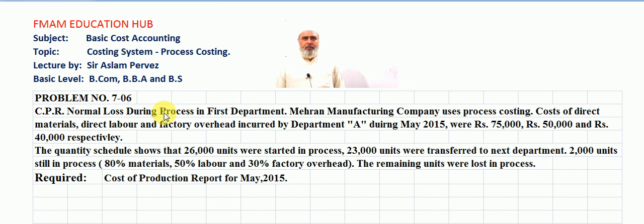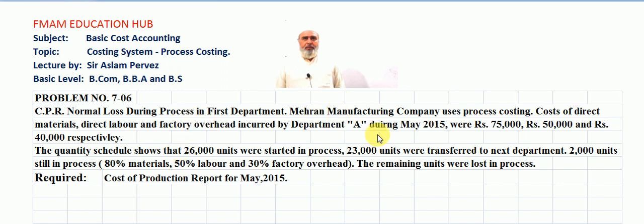Students, let's move. The problem which is in front of you on your screen, let's start to read this problem carefully and try to solve this problem carefully. Problem number 7.6. Cost of production report, normal loss during process in first department.